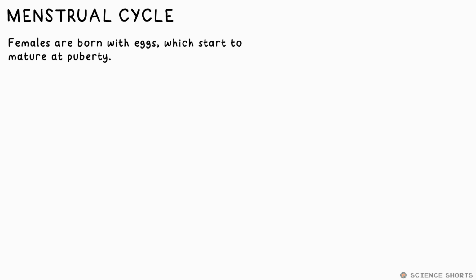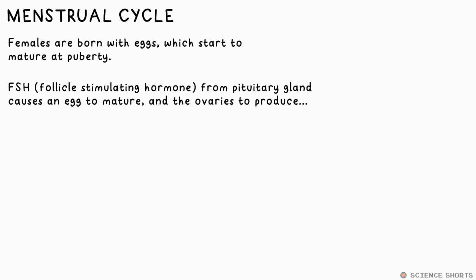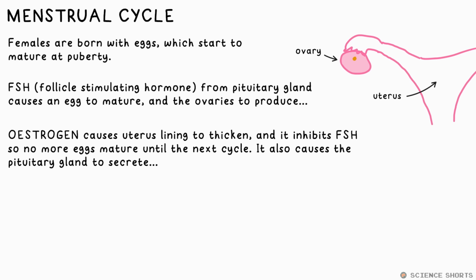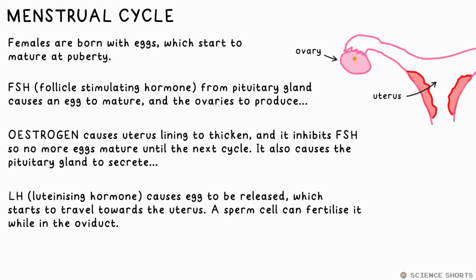Menstruation occurs in females after puberty. First, FSH, made by the pituitary gland, causes an egg to mature in the ovary. This also causes the ovaries to produce estrogen, which causes the uterus lining to thicken. It also inhibits or stops the production of FSH, so no more eggs mature in that cycle. Very clever. Estrogen also causes the pituitary gland to produce LH, luteinizing hormone, which causes the egg to be released, and it starts to travel towards the uterus via the oviduct over several days.